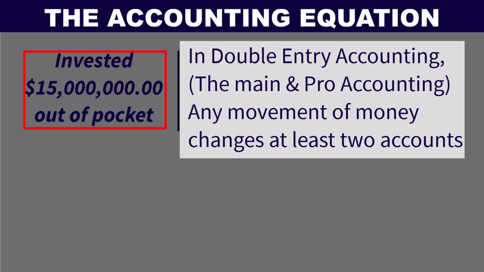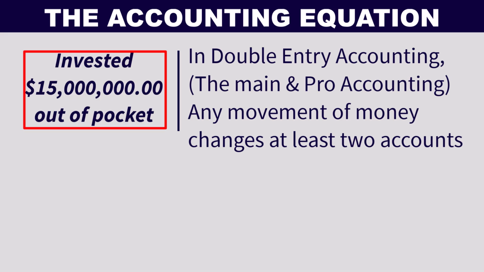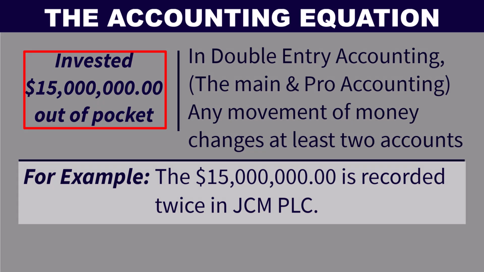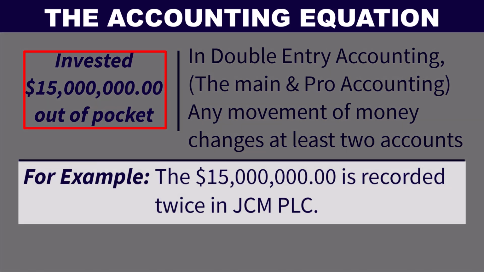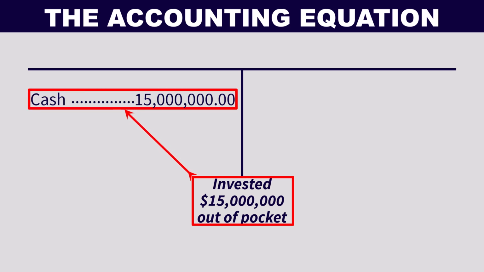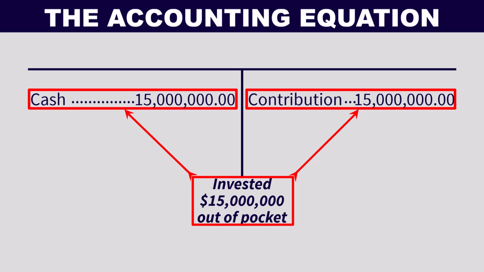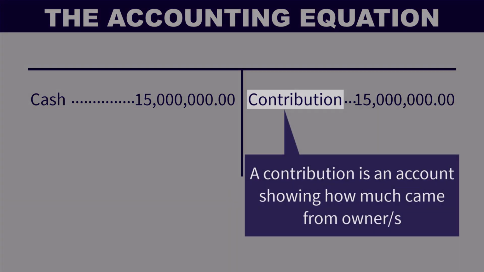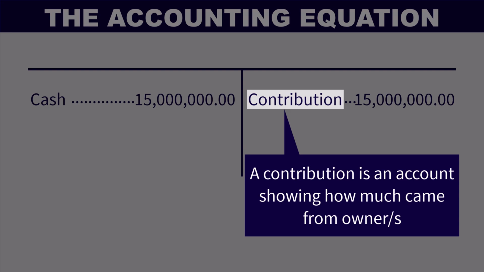In double entry accounting, any movement of money or property changes at least two accounts. Now, what do we mean by that? For example, the $50 million injected into the newly founded JCM PLC must be recorded twice. So first, JCM PLC will record the $50 million funding it received from its owners as cash. Second, JCM PLC also captures the source of the $50 million by recording it as a contribution. A contribution is simply an account showing how much owners injected into their businesses.